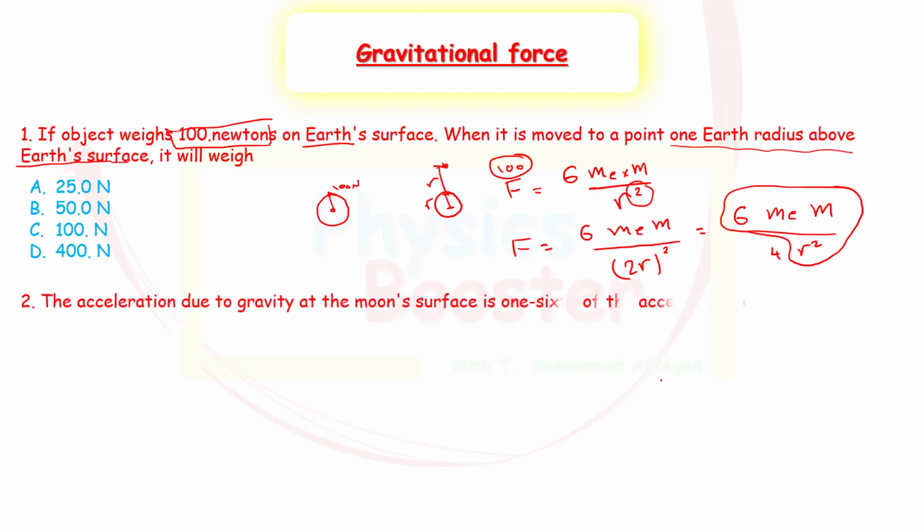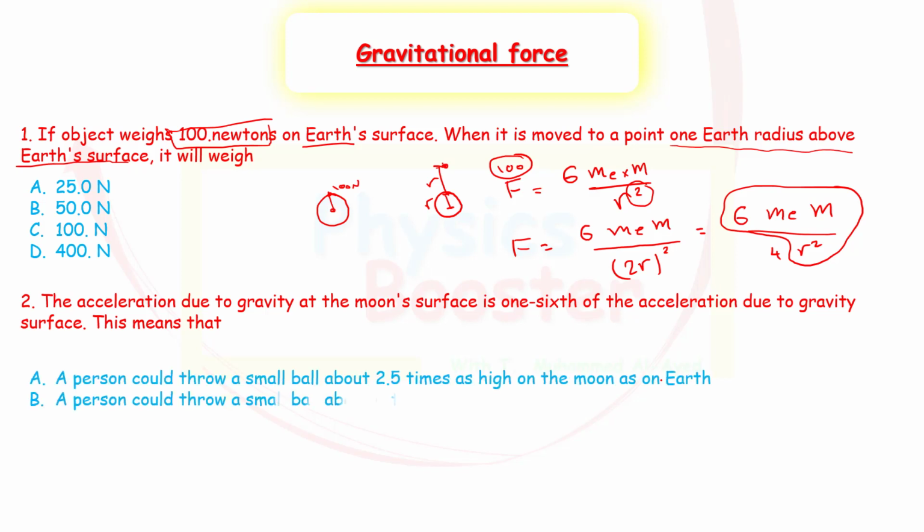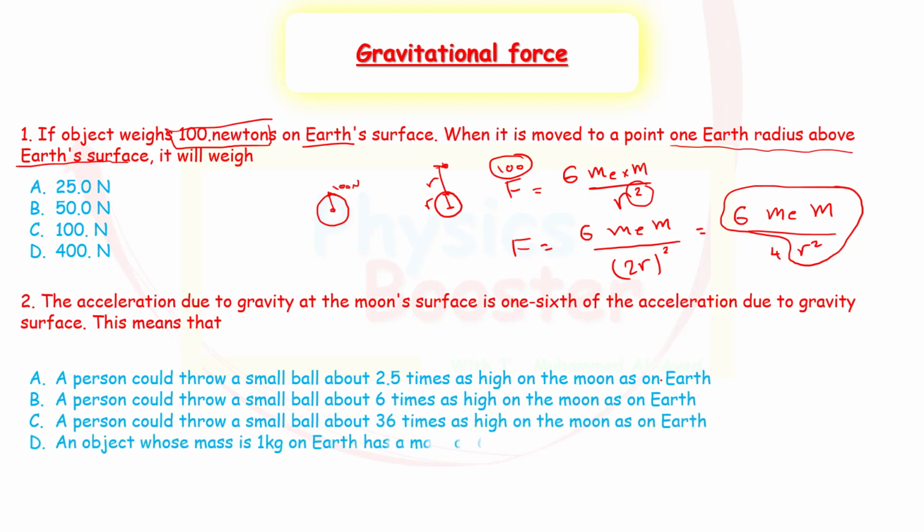Next question. It says that the acceleration due to gravity on the moon's surface is 1/6 of the acceleration due to gravity on Earth's surface. This means that if a person could throw a small object, he can throw it about 2.5 times as high on the moon as on the Earth, or he can throw it 6 times as high, or he can throw it 36 times as high, or an object that has a mass of 1 kilogram on Earth has the mass of 6 kilograms on the moon. Let's look at these choices.